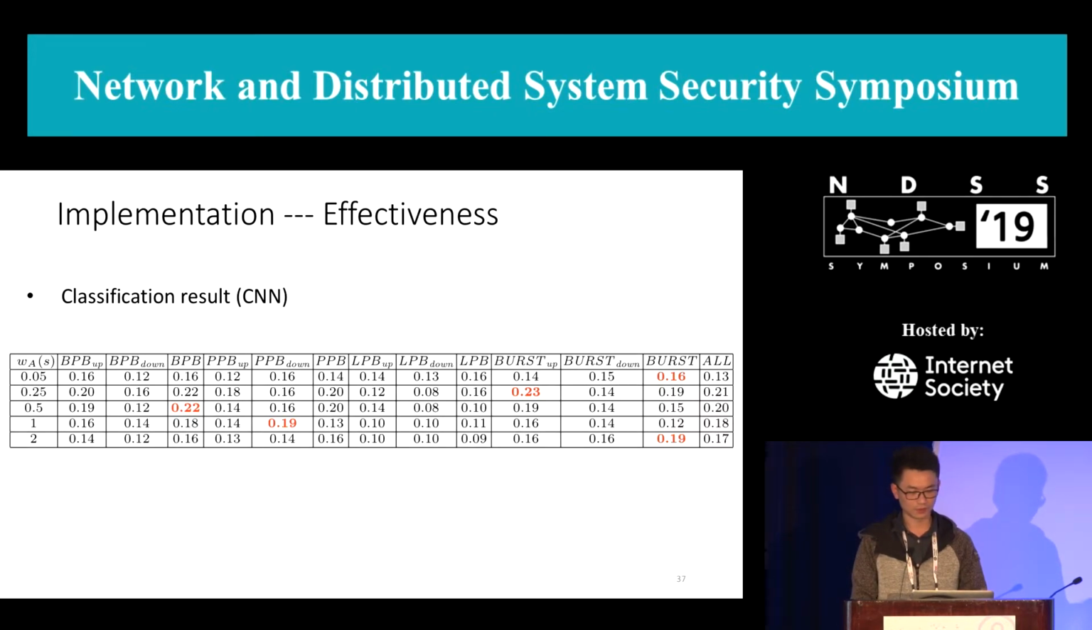So the result of the CNN model is shown in the table. As expected, the CNN model can hardly classify these obfuscated traces. For most cases, the classifier can only achieve an accuracy of about 15%.